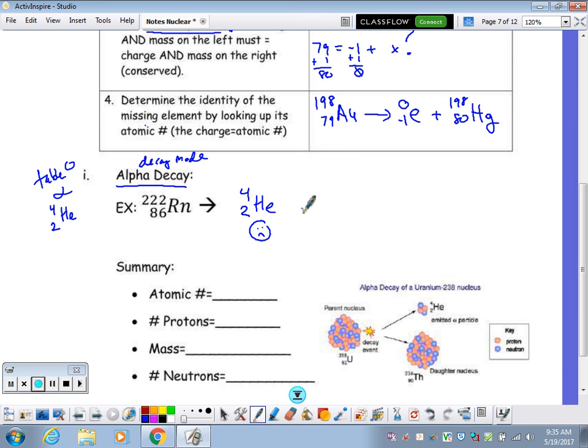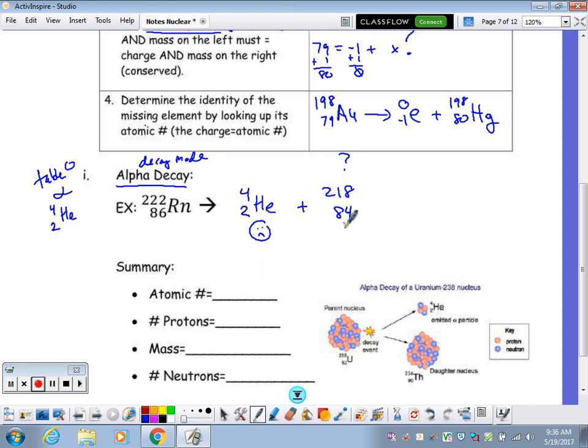Now we need to figure out what is the new structure formed. Once again, total mass on the left must equal total mass on the right. Rn has a mass of 222. The alpha particle takes 4 with it. If I can do my math, the new particle has a mass of 218. On the left-hand side, the total of the atomic number is 86. The alpha particle takes 2 of the protons with it, so the new particle keeps the remaining 84.